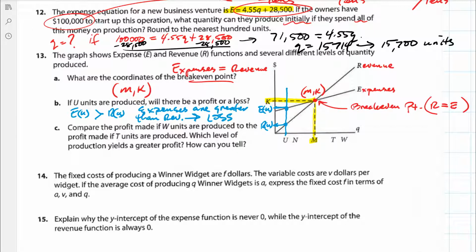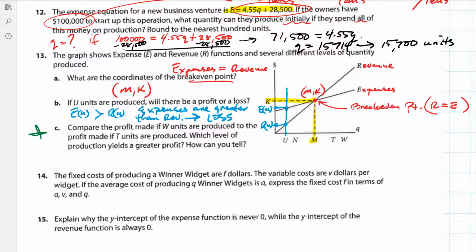Okay, you'd never want your expenses to be more than the money that you're bringing in. Now it says in part C, compare the profit made if W units are produced to the profit if T units are produced. Which level of production yields a greater profit? How can you tell? This is a big question.